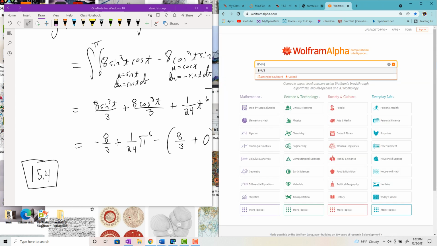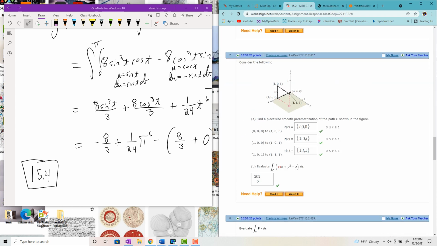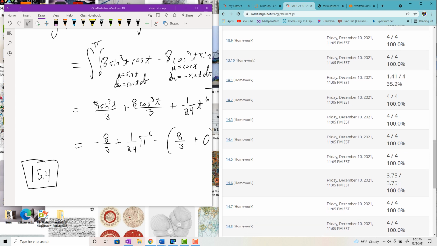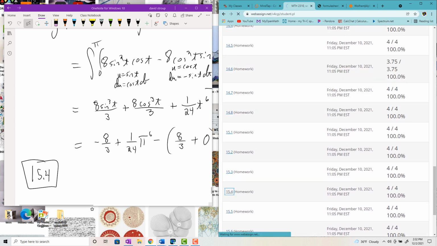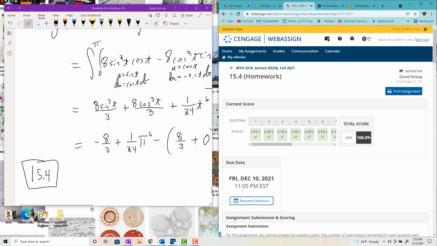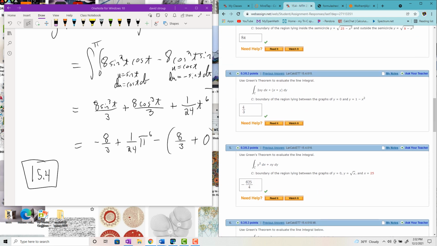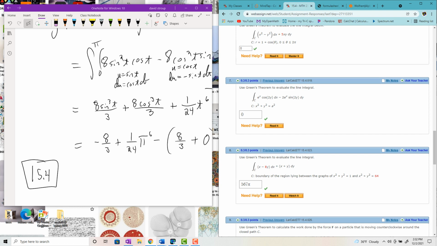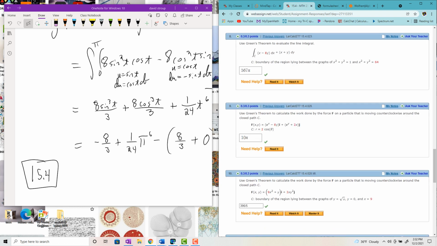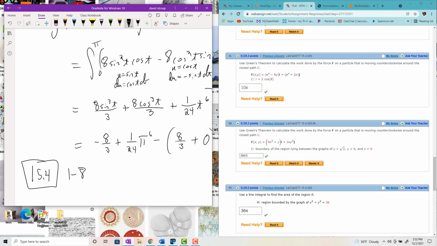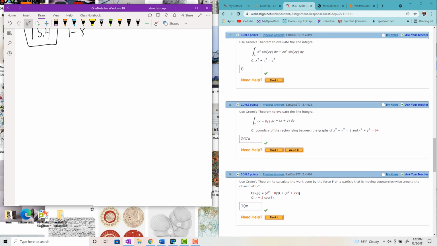But let's skip ahead to 15.4 then, right? So my assignments, looking at 15.4. So I'll be thinking of problems like 1 all the way up to 8, 1 to 8. And it's basically just using Green's theorem as kind of a conversion formula.